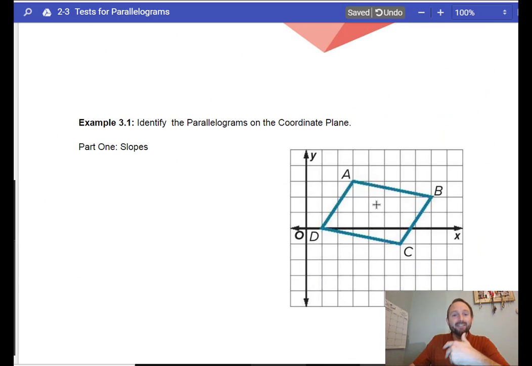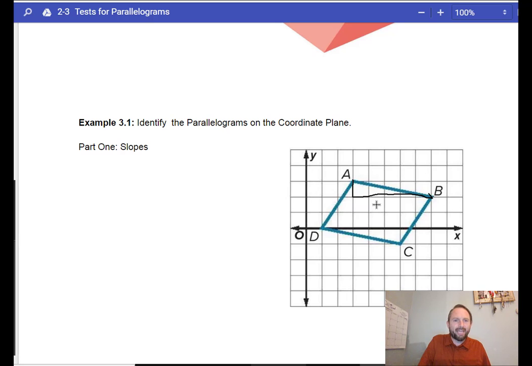Oh no, identify the parallelograms on a coordinate plane. Well, slopes. Now, for a parallelogram, first thing we have to do is, hey, they need to have the same slope. So if I was to figure out the slope of this one, I would say A to B. It goes down 1 over 1, 2, 3, 4, 5. So down 1 over 5.